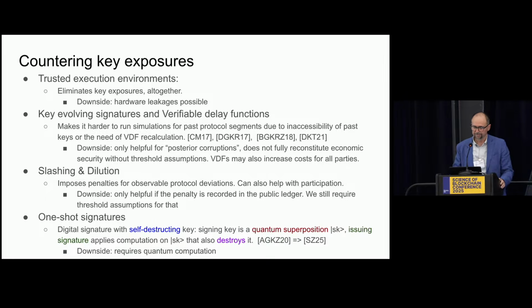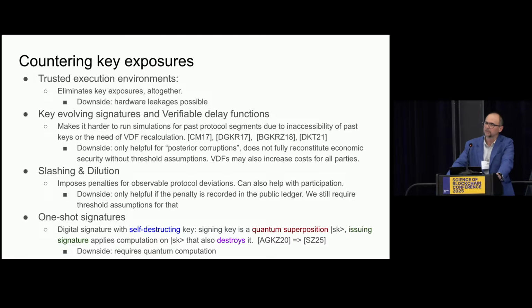Then we have verifiable delay functions, as well as key evolving signatures. In both cases, these techniques can hinder costless simulation attacks with keys that have been acquired after they have been used. But as I mentioned already, this only solves one aspect of the problem. It's not enough to remove entirely threshold assumptions from our economic security.